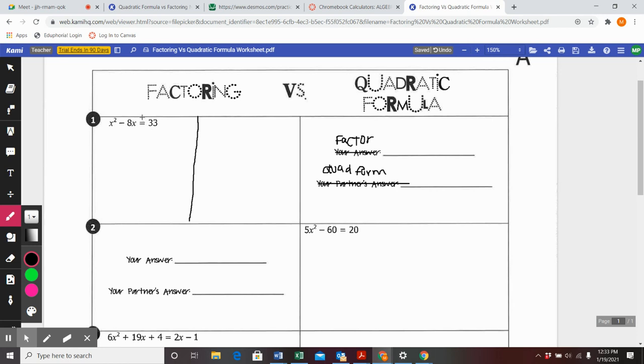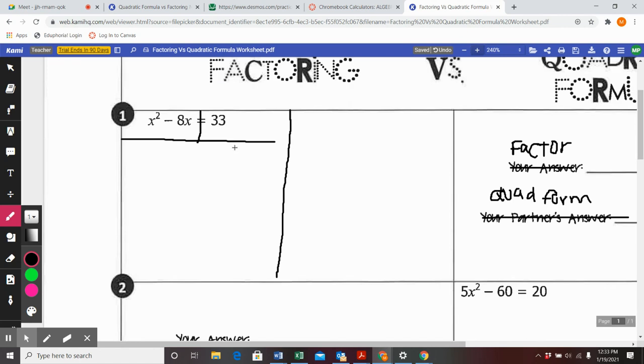Okay, so first thing that's wrong with this one is it's not equal to 0. So how do I get it equal to 0? Crickets. How do you get this equal to 0? What do you have to do? Thank you. You have to subtract 33 from each side. Okay, so that moves that over there. So we get x squared minus 8x minus 33 equals 0.